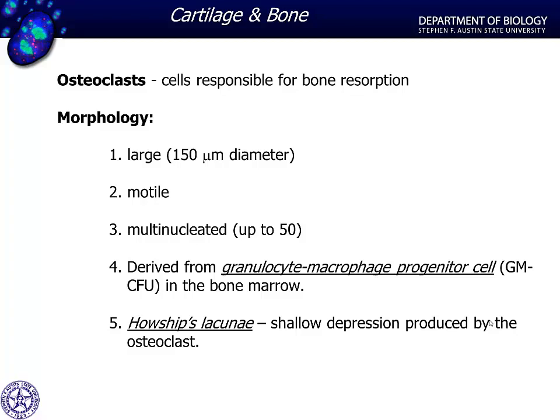They are motile. They can move around, but typically you're going to find them existing in a hollowed out depression present in the bone that they have created, and that's called a Howship's lacuna. So even though they can move from place to place, typically that's what you're going to see beneath the osteoclast: this Howship's lacuna.